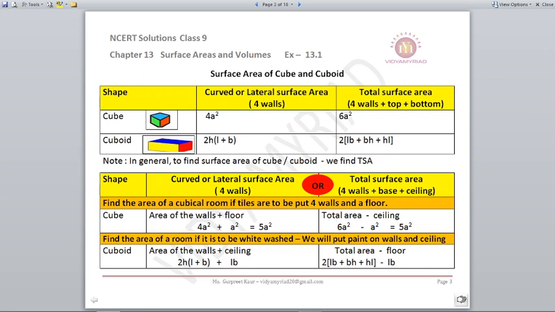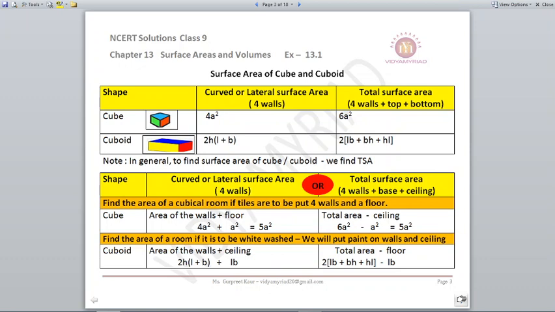Now let us understand the formulas in brief. You have curved surface area, which we also call lateral surface area. This is what we call the 4 walls of a room, so 4 sides. And there is the total surface area, which is made up of all the 6 sides, your 4 walls as well as your top and bottom. So you have 6 sides.